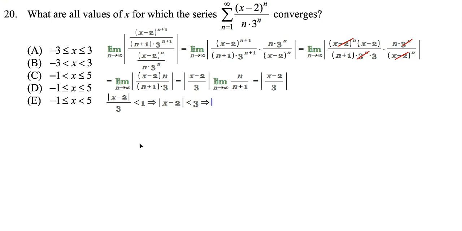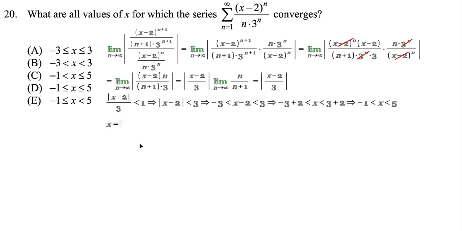And then from here, you're going to have negative 3 is less than x minus 2, which is less than positive 3. Then negative 3 plus 2 is less than x, which is less than 3 plus 2. Negative 3 plus 2 is negative 1, so negative 1 is less than x, less than 5. You just have to check now convergence or divergence at the endpoints of the interval of convergence.